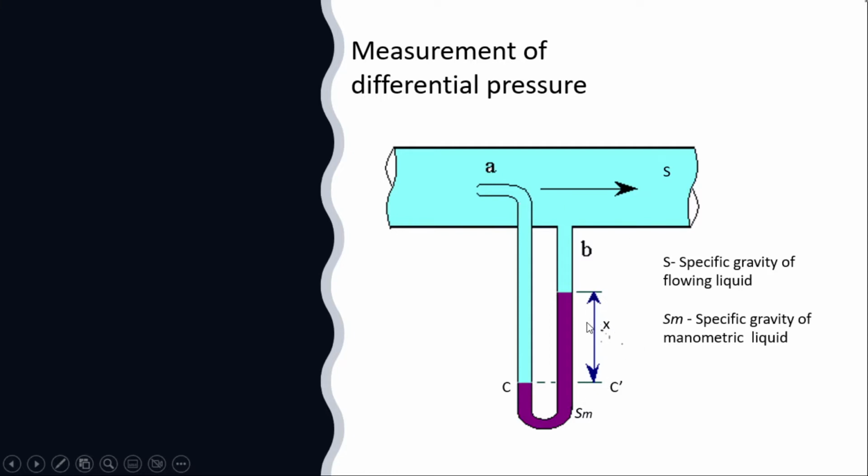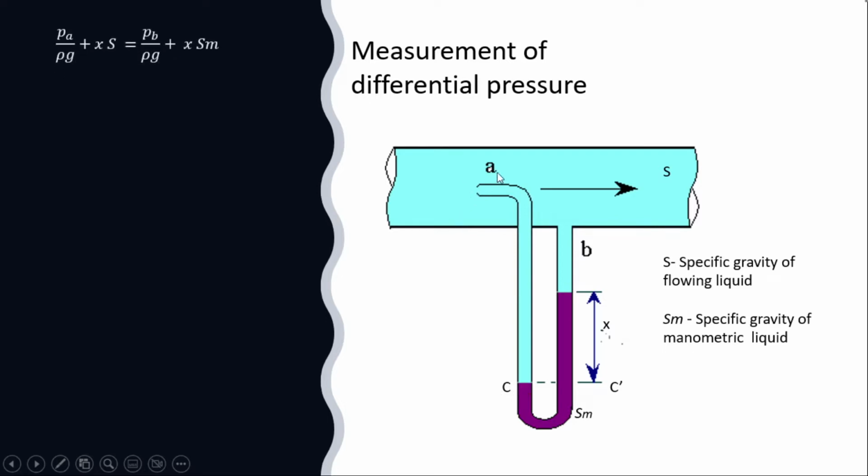So we have to convert this deflection into pressure head. That can be done by writing the pressure balance equation. How to write the pressure balance equation? We have to apply Pascal's law and sign concept. So we have to match the pressure at this level, that is CC dash. So we can write down the pressure balance equation and equate that at the level CC dash.